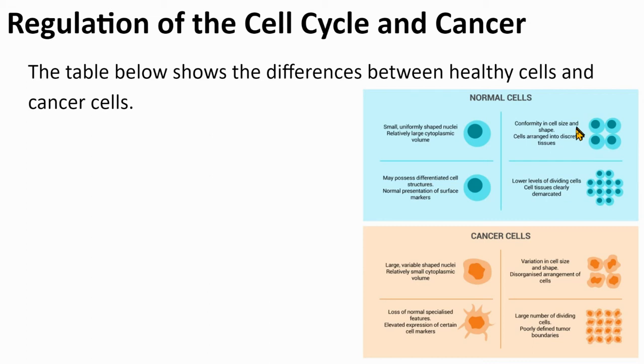Conformity in cell size and shape, cells arranged in discrete tissue, so that's here. Variation in size and shape, disorganized, arranged in cells. So these are much more organized, these are much more disorganized. And this says lower levels of dividing cells, tissues clearly demarcated, and large number of dividing cells, poorly defined tumor boundaries. So that's the idea there.